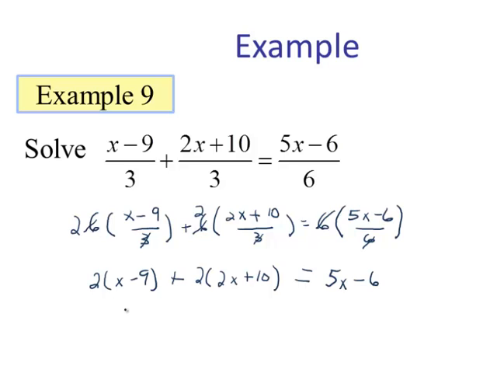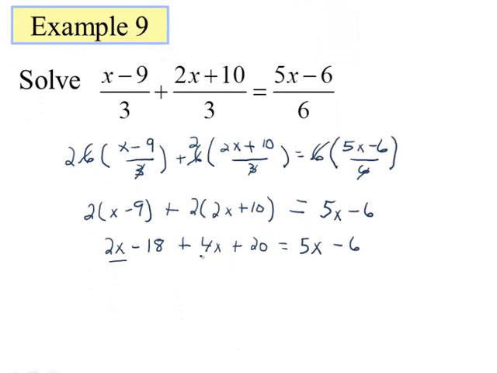Fractions have been cleared. Now we do our distributive property. 2x minus 18 plus 4x plus 20 equals 5x minus 6. We have like terms here. This becomes 6x. And we have like terms here. Minus 18 plus 20 becomes plus 2.